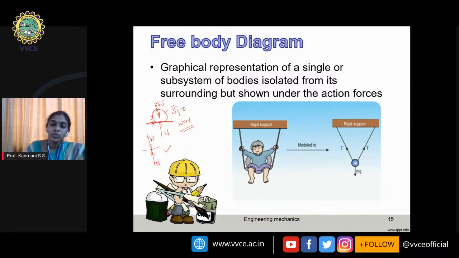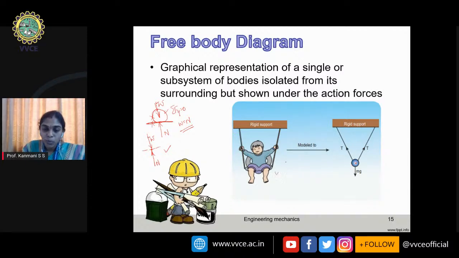Firstly, a boy who is swinging on a swing. He has his own mass, and the two ropes ensure that the body is not moving down, because he is in the state of rest, which means the forces applied on him balance. I can show this in the free body diagram to analyze how much force is taken by the rope. We can analyze this by applying equations of equilibrium. To analyze the structure, that is, how much force we may require in this rope to keep the system in equilibrium, we have to draw the free body diagram.